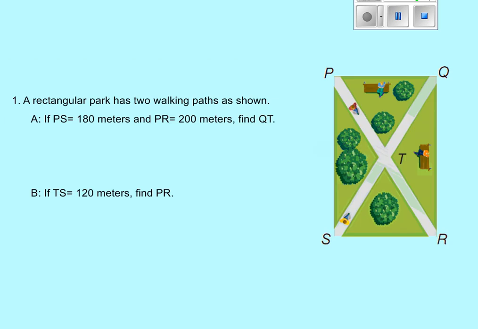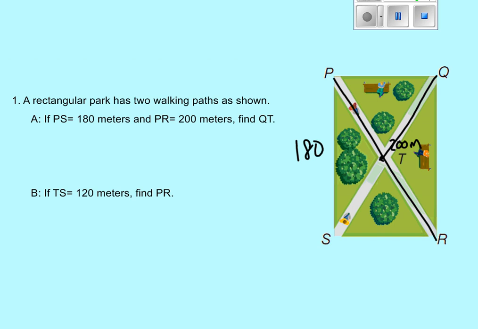So a rectangular park has 2 walking paths as shown. PS is 180 meters. PR is 200 meters. Find QT. Find that distance right there.